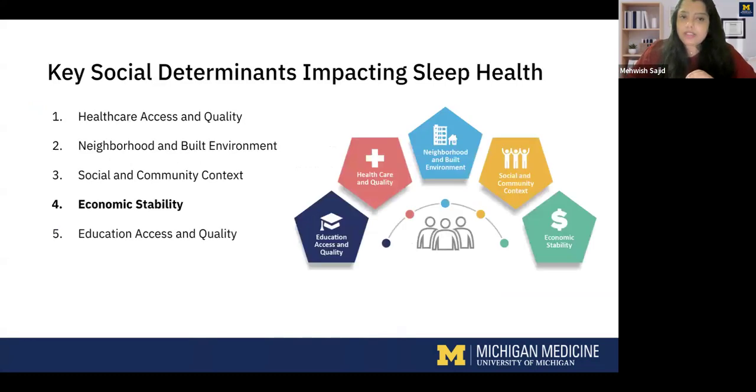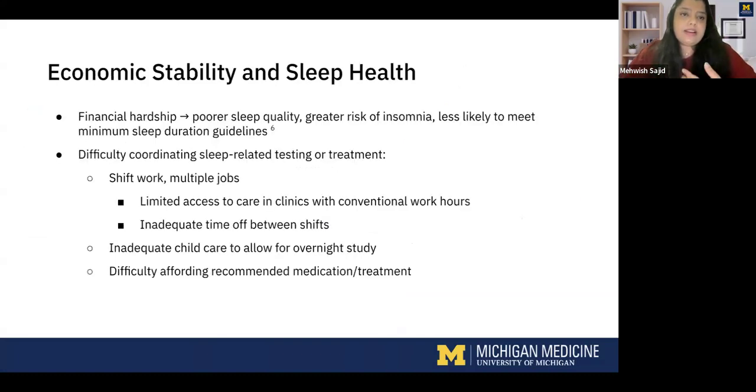And then moving on to economic stability. So not surprisingly, any type of financial hardship or difficulty is going to affect sleep negatively. So there is evidence that financial hardship identified by patients does seem to be associated with reported poor sleep quality, greater risk of insomnia, and these patients are also less likely to meet minimum sleep duration guidelines, so that minimum 7 hours.